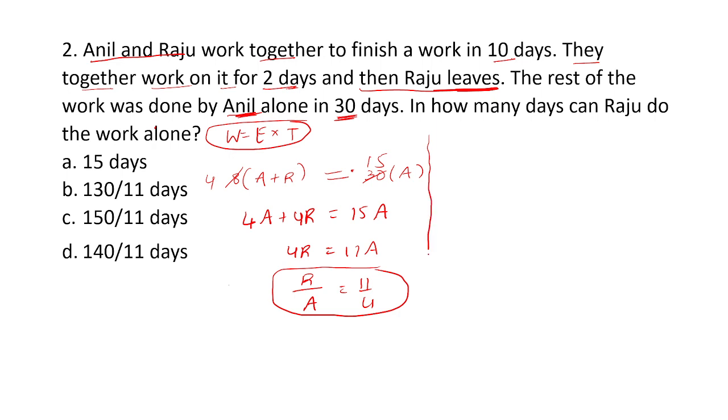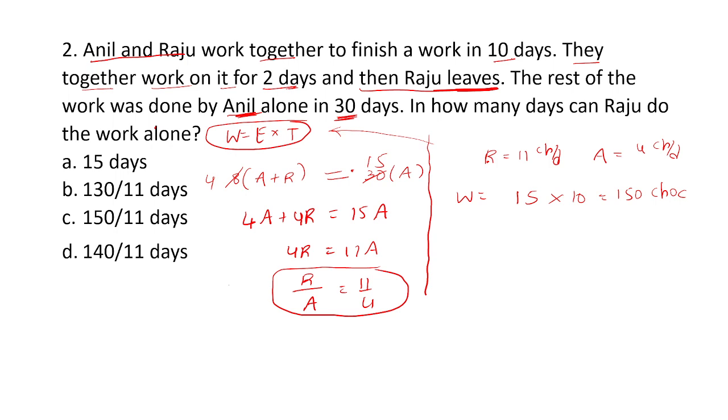So let us assume now Raju's efficiency as 11 chocolates per day. Then from the ratio, Anil's efficiency is 4 chocolates per day. That's it. So now we'll try to calculate work using this equation. Work equals efficiency. Both are eating 11 and 4, how many? 15 chocolates per day times how many days? 10 days. That is nothing but 150 chocolates. So this is the work.